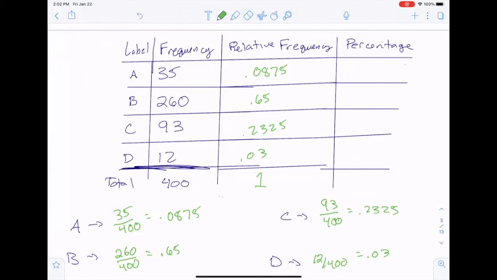Our percentages, again, we're just going to multiply each of these relative frequencies by 100. And again, multiplying a decimal by 100 is the same thing as just moving it over 2 spots. So percentage here is going to be 8.75, 65, we'll put a little percent sign next to all of these. 23.25%, and then 3%. And again, if we add all of those values up, we would in fact get 100%.